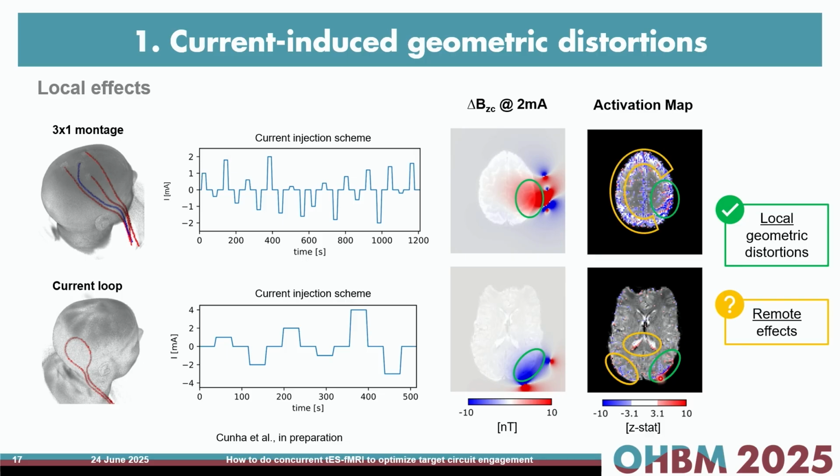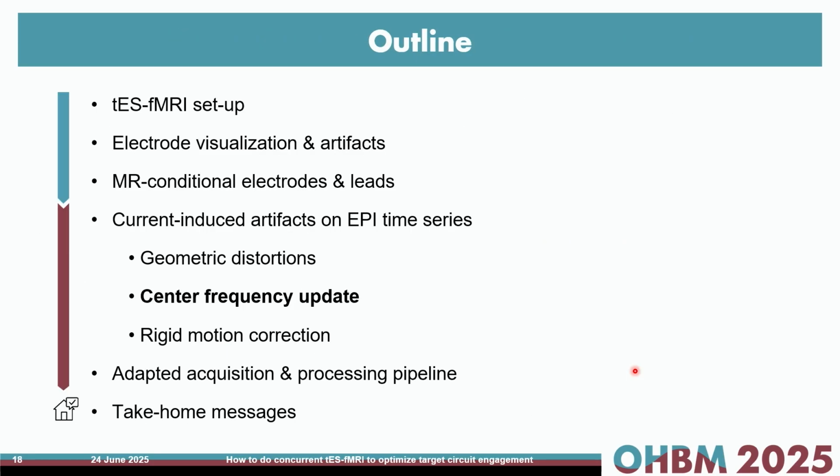But we also saw activations that we could not really understand. So there were remote effects, especially in the brain interface between brain and background, and also between CSF and brain tissue. So this told us that there was something else besides these local distortions. So we found out that the dynamic updates of the scanner center frequency throughout the EPI time series were also sensitive to these current-induced magnetic fields.